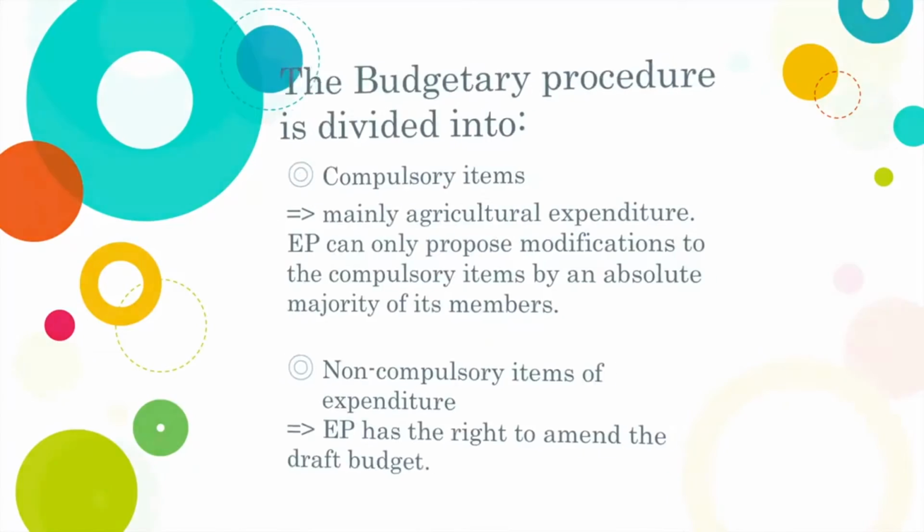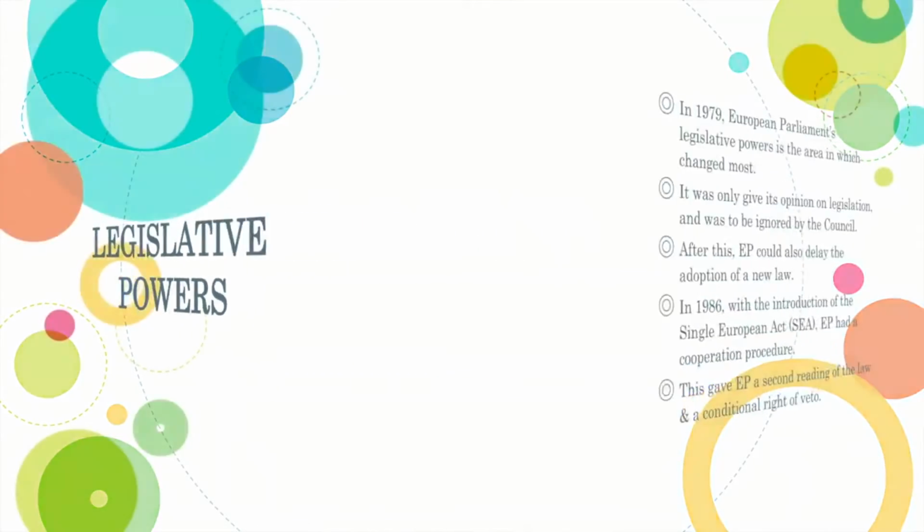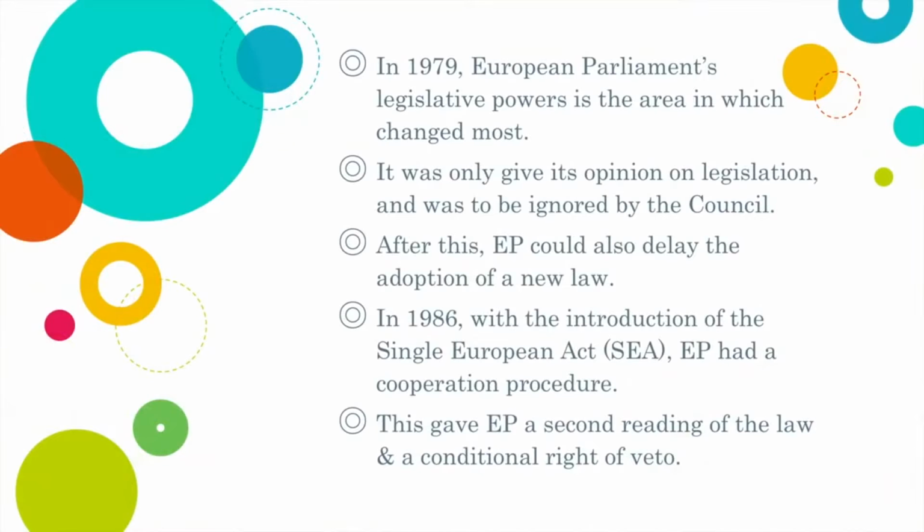Our third point is legislative powers. The area which has changed most since 1979 is the European Parliament's legislative powers. In 1979, it was only allowed to give its opinion on legislation. This was to be ignored by the Council. After this, Parliament could also delay the adoption of a new law.